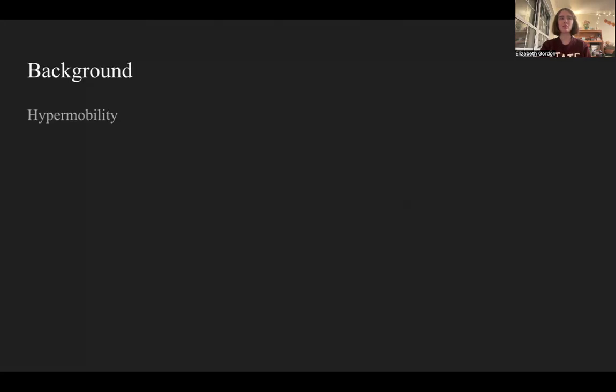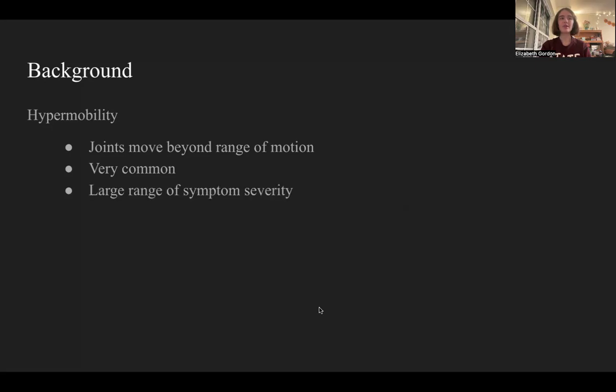Hypermobility is a condition where a person's joints move beyond the normal range of motion. It is a very common condition, and an estimated 1 in 10 people have some form of hypermobility. Hypermobility can cause a range of symptoms in those affected. Some may never know that they are hypermobile, while others suffer severe pain and dislocating joints.